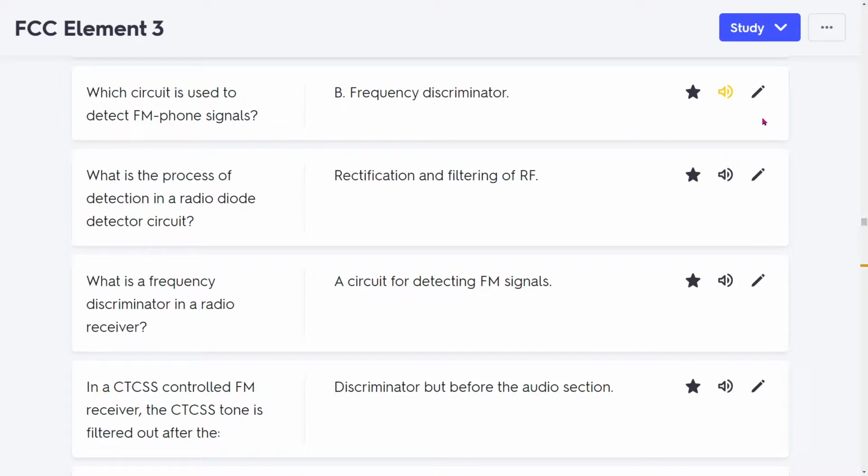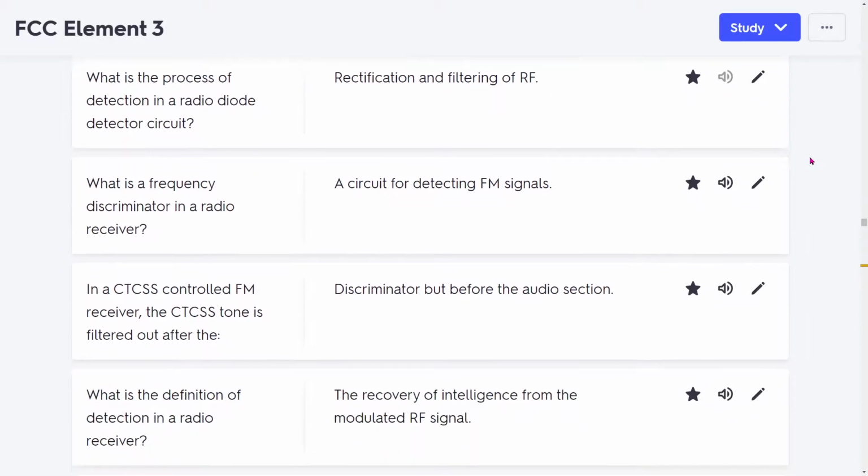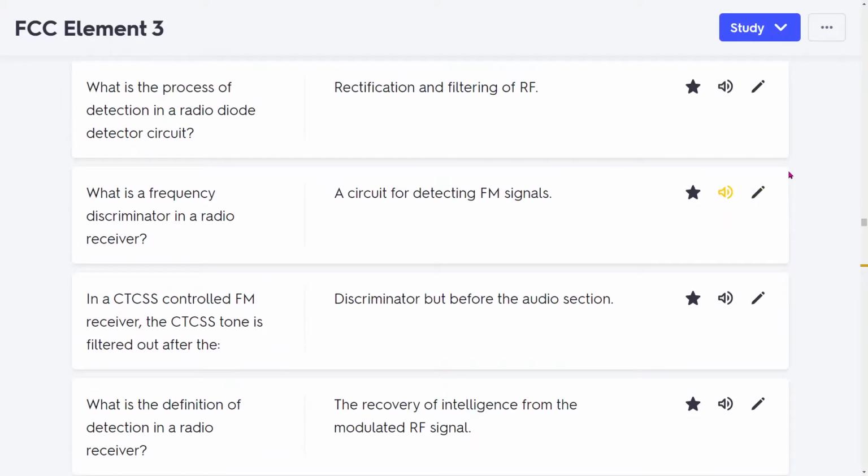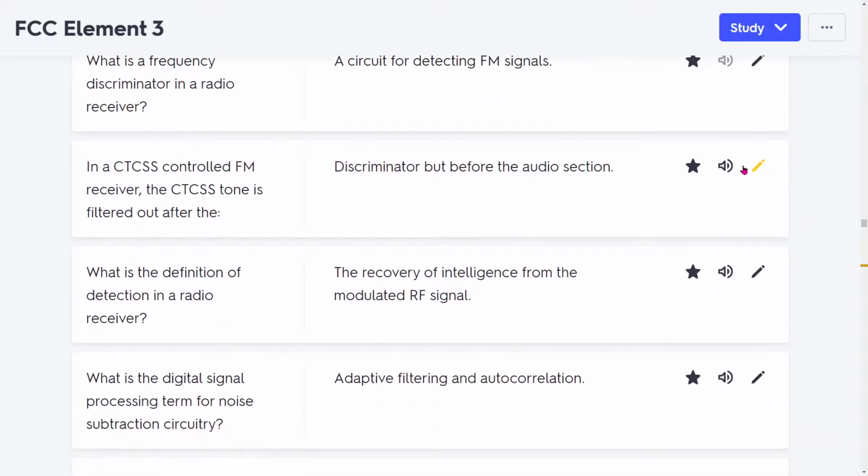What is the process of detection in a radiodiode detector circuit? Rectification and filtering of RF. What is a frequency discriminator in a radio receiver? A circuit for detecting FM signals. In a CTCSS-controlled FM receiver, the CTCSS tone is filtered out after the discriminator but before the audio section.